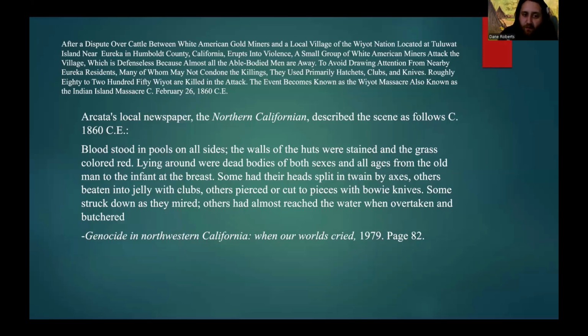Lying around were dead bodies of both sexes and all ages, from old man to the infant at the breast. Some had their heads split in twain by axes, others beaten into jelly with clubs, others pierced or cut to pieces with bowie knives. Some struck down as they mired, others almost reached the water when overtaken and butchered. And here's the source that I got this information from, again showing the brutality of white American gold miners.